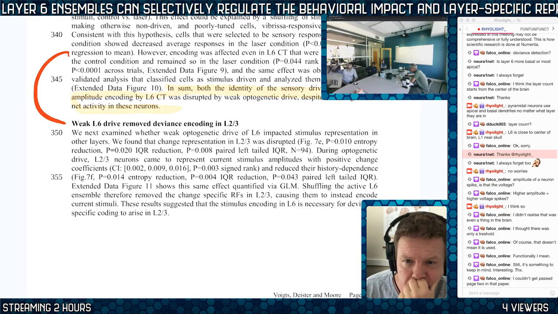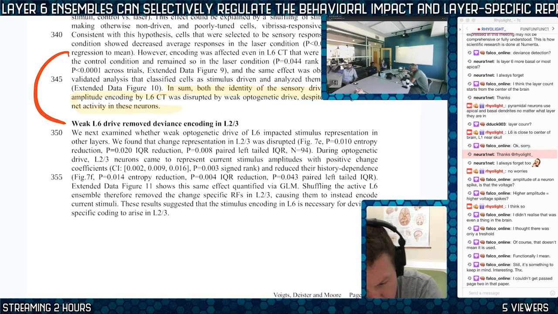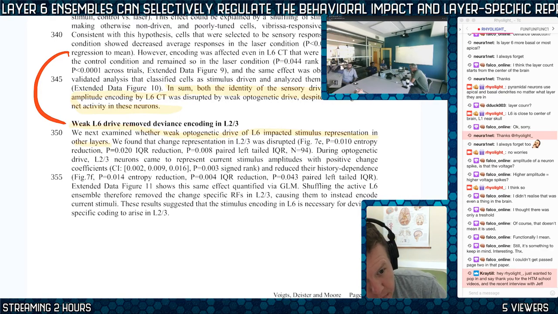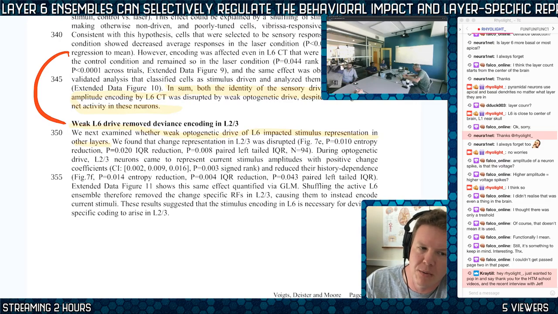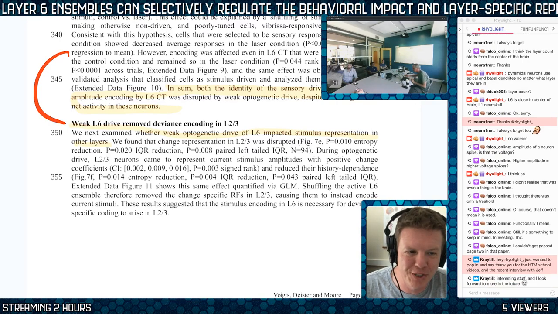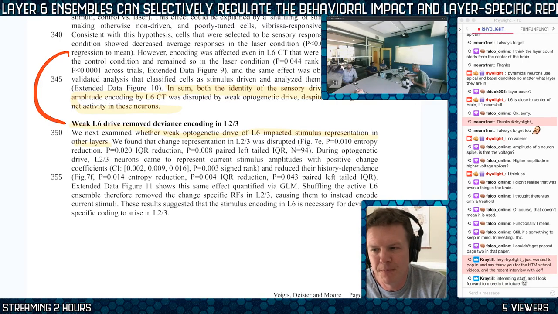So now they're saying, okay, we got this optogenetic manipulation of layer 6. What happens in other layers? So now they're doing the change. Again, they're doing the manual manipulation, and then they test for deviants. The change representation in layer 2-3, that's the deviant representation, was disrupted.